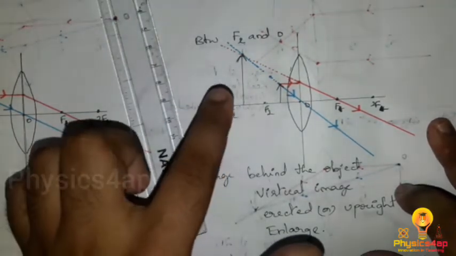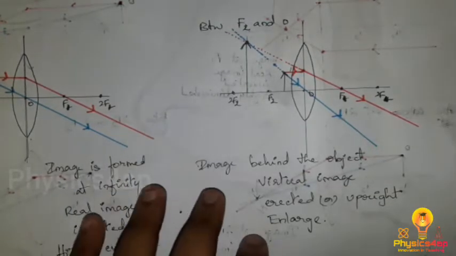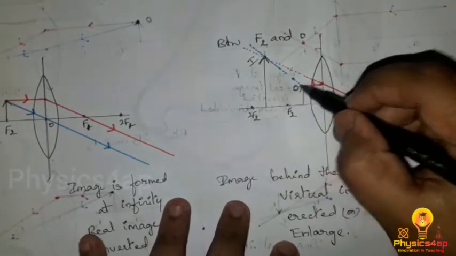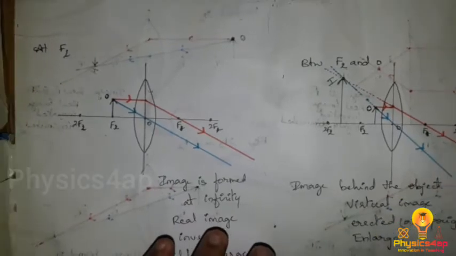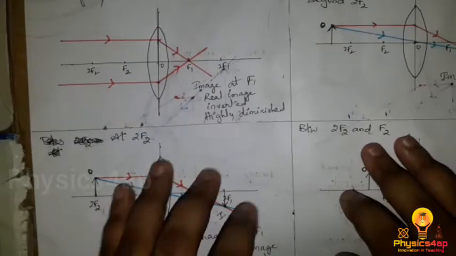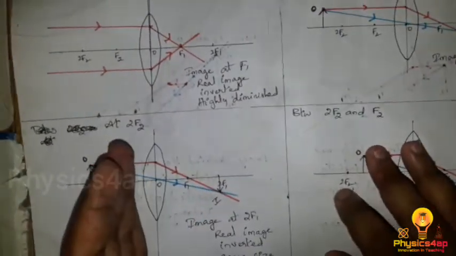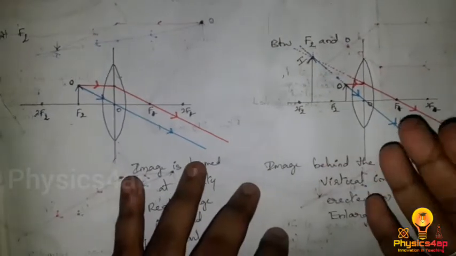So is it clear? This is the ray diagram between f2 and the optic center O. This is the image and this is the object. So I think you got clear about the ray diagrams, the total 6 ray diagrams for the convex lens: at infinity, a bit beyond 2f2, at 2f2, between f2 and 2f2, at f2, and between f2 and the optic center.